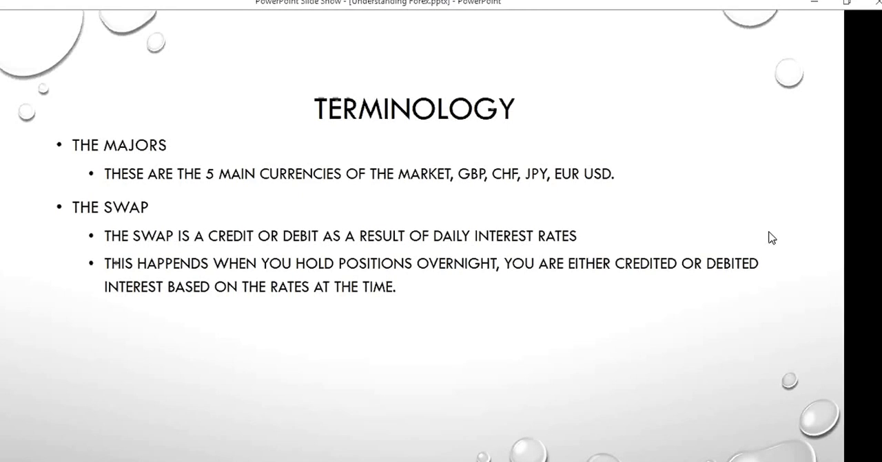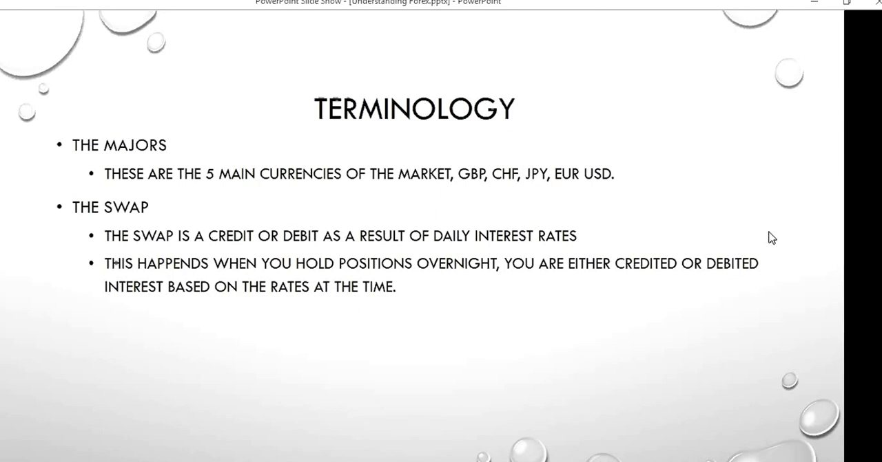So there are five main currencies on the market. Those are the GBP, which is the Great British Pound, CHF, which is basically just the Swiss franc, JPY is the Japanese yen, Euro, and the USD, United States dollar. So those are the major currencies.